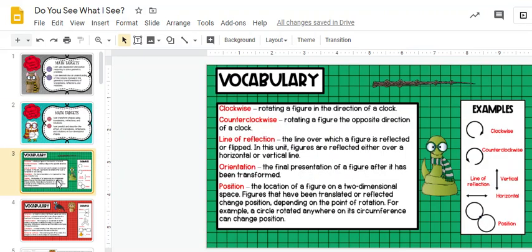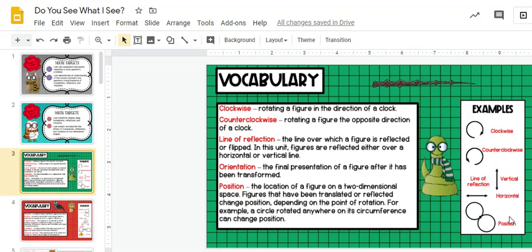So here are the definitions, your vocabulary for this lesson. A lot of these words you will already know. So clockwise is just rotating a figure in the direction of a clock. Counterclockwise is rotating a figure in the opposite direction of a clock. A line of reflection is the line over which a figure is reflected or flipped. In this unit, figures are reflected either over a horizontal line, so here's horizontal, or a vertical line. So lines of reflection.